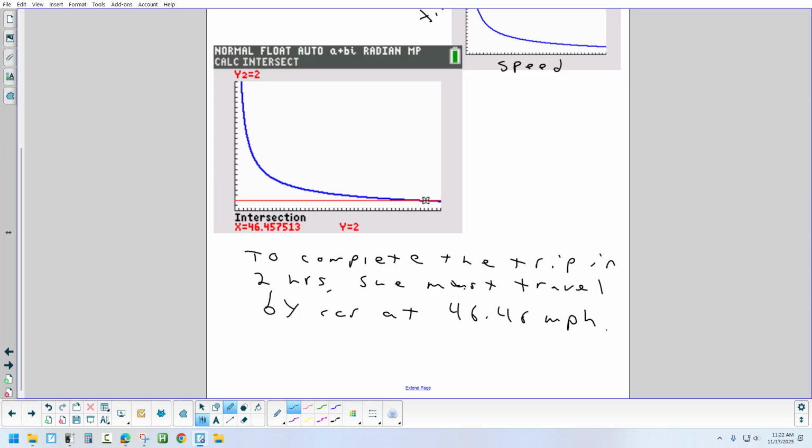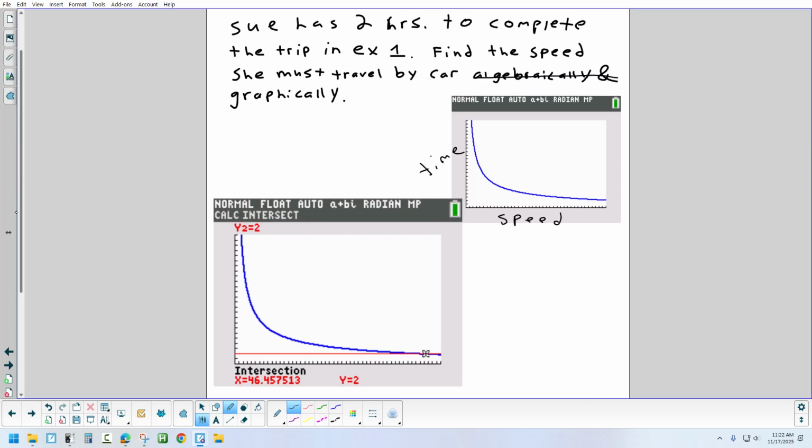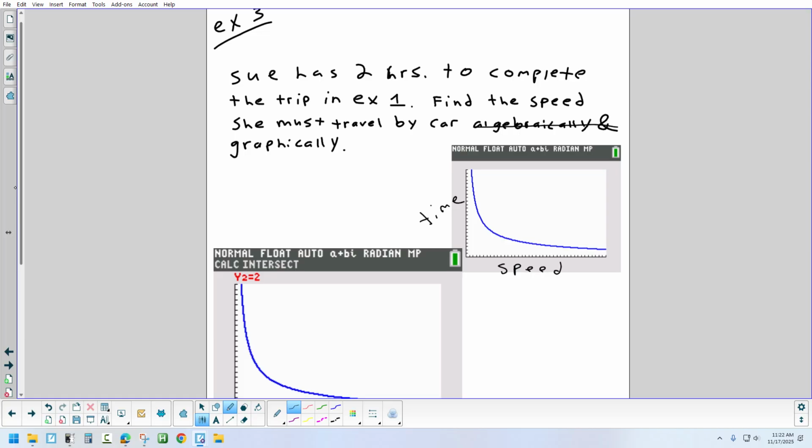Now, they didn't ask this, but what if they said, how fast will the train be going if she completes the trip in exactly 2 hours? What would you say for the speed of the train? 66.46 miles per hour. We knew the train was 20 faster than the car, so it would be 66.46. So when you get to the end of the problem, pay attention to what they actually asked for: the speed of the car or the speed of the train? This one was the car.